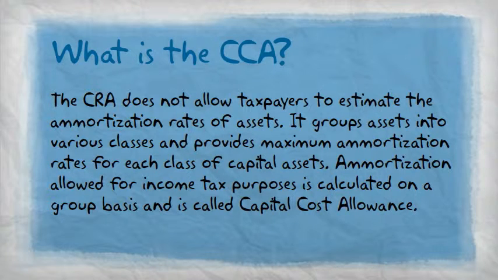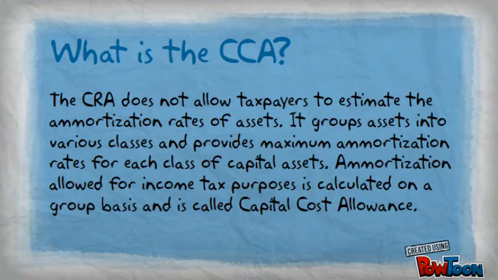What is the CCA? The CRA does not allow taxpayers to estimate the amortization rates of assets. It groups assets into various classes and provides maximum amortization rates for each class of capital assets. Amortization allowed for income tax purposes is calculated on a group basis and is called capital cost allowance.